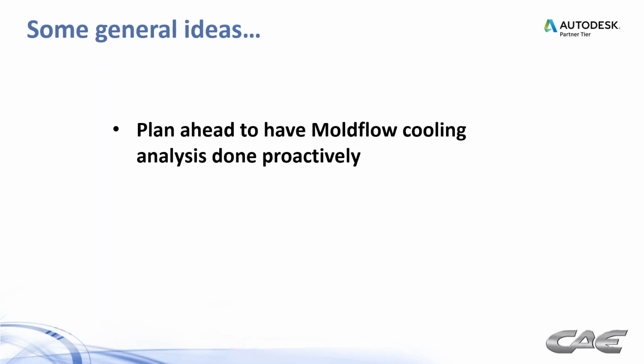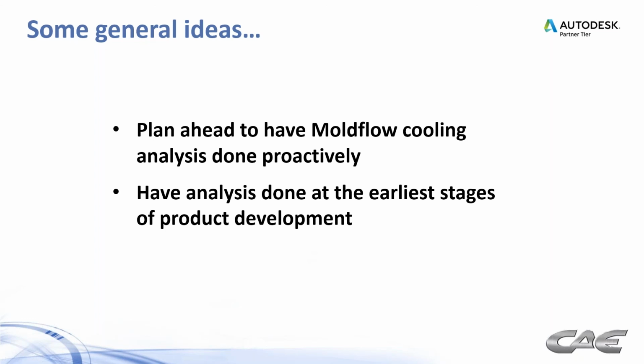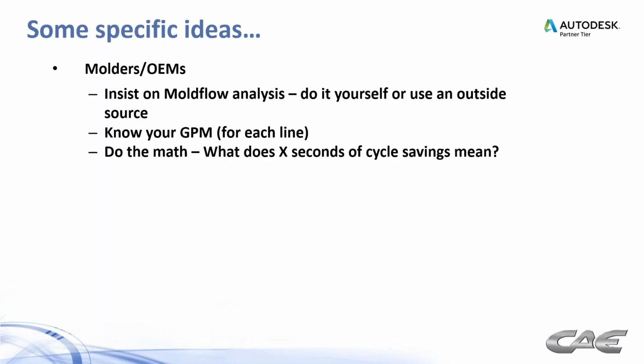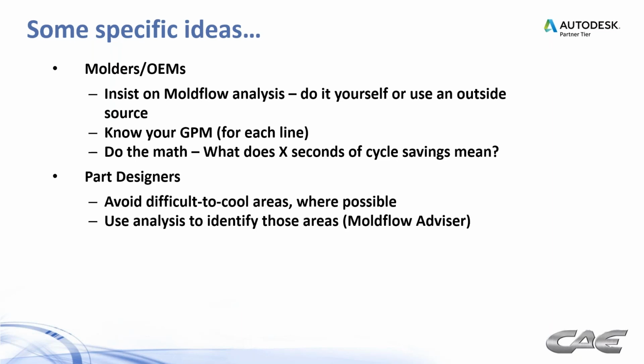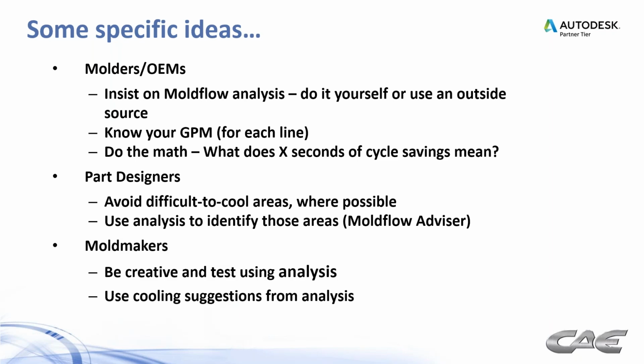So here are some general ideas. Make sure you plan ahead to have Moldflow cooling analysis done proactively. And again, have this done at the earliest stages of product development. Here are some specific ideas for molders and OEMs. Insist on Moldflow cooling analysis. Do it yourself or use an outside source. We can help you in either case. Know your GPM and do the math. I mean, what does X seconds of cycle savings mean to you? For part designers, when you're designing your parts, avoid difficult to cool areas where you possibly can. And then, of course, use analysis to identify those areas. For mold makers, be creative and test different designs using analysis and use those cooling suggestions from analysis.